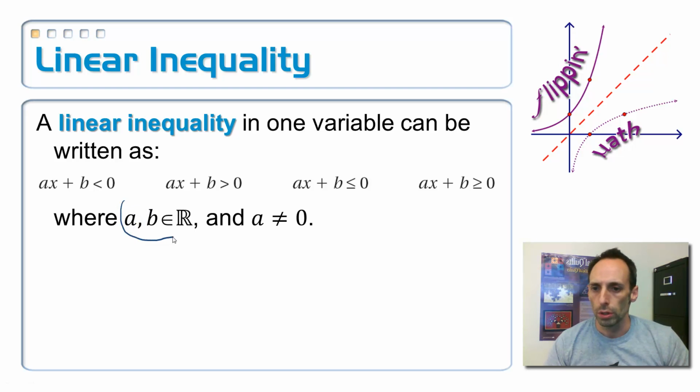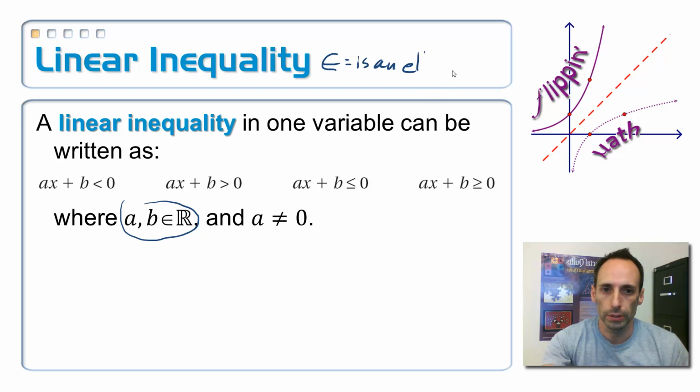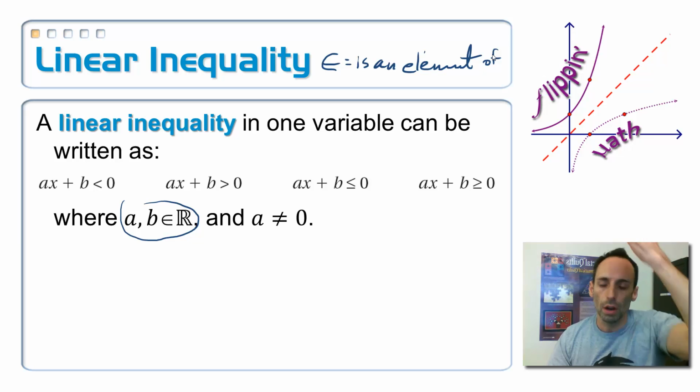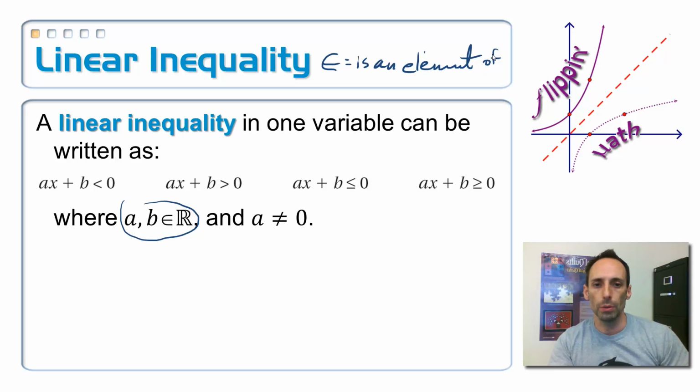I'll circle it for you. A, comma, b, and it looks like it has a stretched out e. That means is an element of, as in it's a member of that set. Of the real numbers, and a can't be 0. If a was 0, then you wouldn't have a variable, because 0 times x would just disappear, then that would just be silly. Okay, so x really in there is the only thing that's a variable. A and b, they're just numbers.